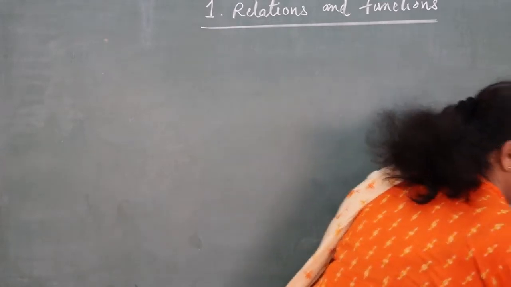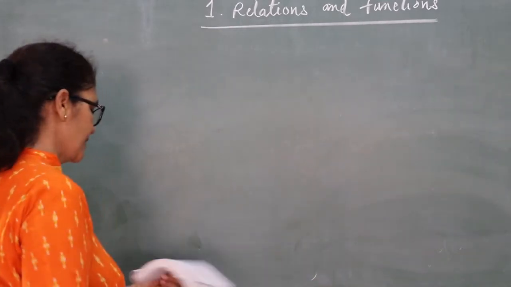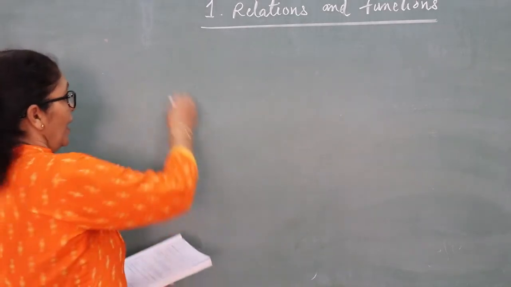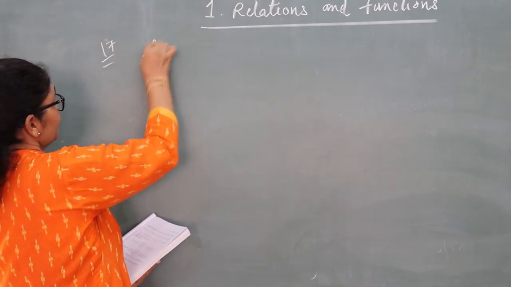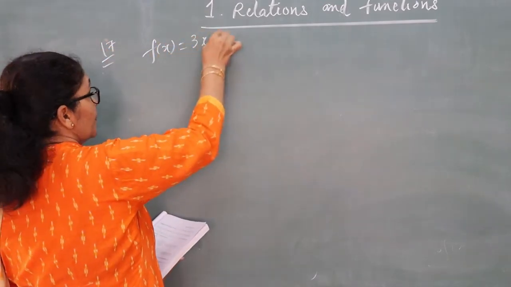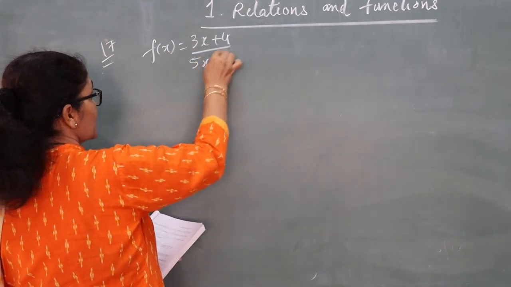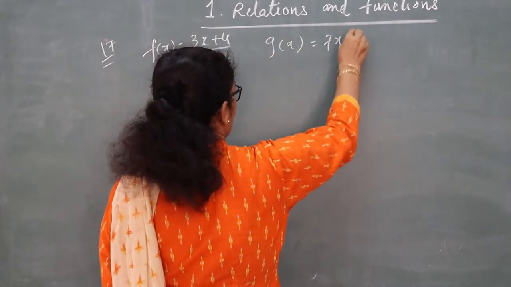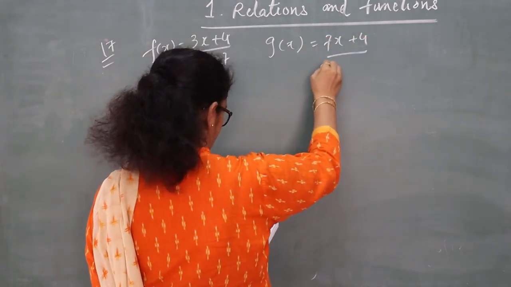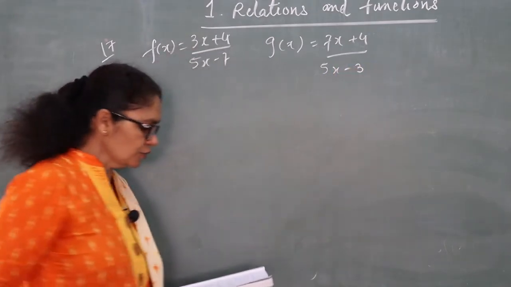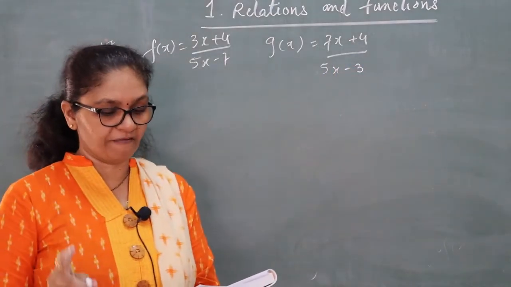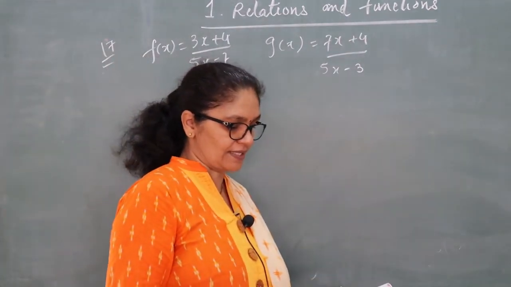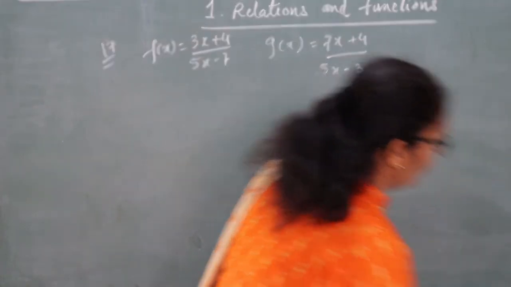Question number 17. In question 17, a function is mentioned from R minus {7/5} to R minus {3/5}, and f(x) is defined as (3x + 4)/(5x - 7), and g(x) is defined in the same way as (7x + 4)/(5x - 3). You have to check that f∘g and g∘f are both the identity, where a and b are given, and the identity of x is called the identity function, which we already know.